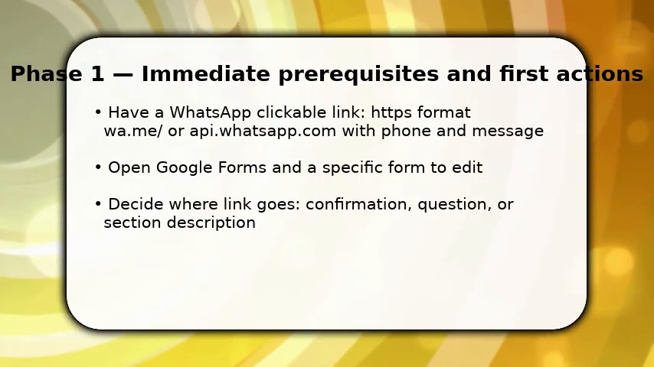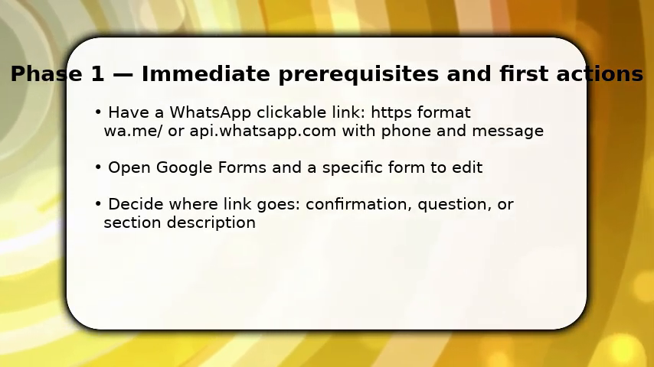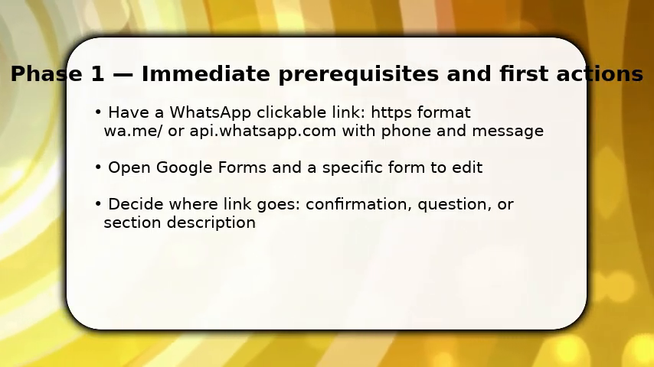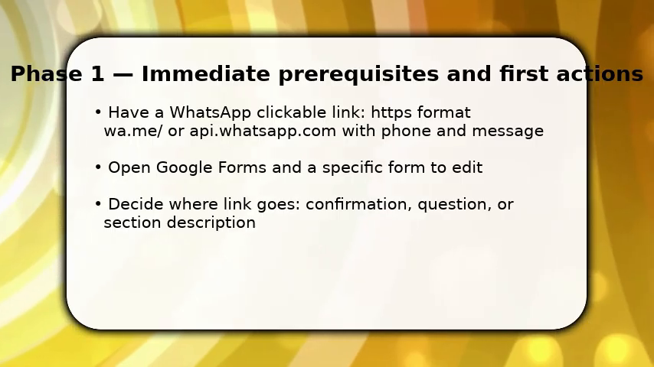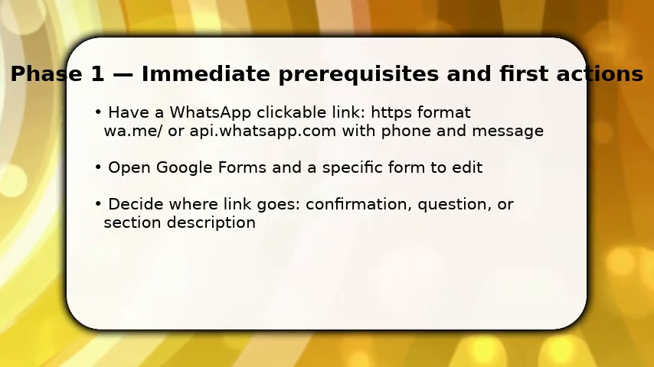You start by preparing the WhatsApp link and locating your form. Create a wa.me or API.WhatsApp.com link with the phone number and optional text. This ensures one-tap chat. Open Google Forms and choose the exact form and spot where respondents will see it.